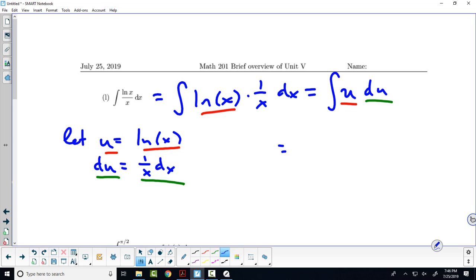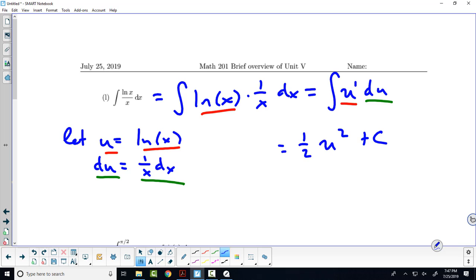Here we go. We sort of forget about the original problem for a moment, and we just take this new antiderivative. The antiderivative of u is not 1, that's the derivative. Go the other way with the power rule. Since the power here is 1, add 1 to the exponent, so now it's u to the second, but divide by that new exponent. Plus c.